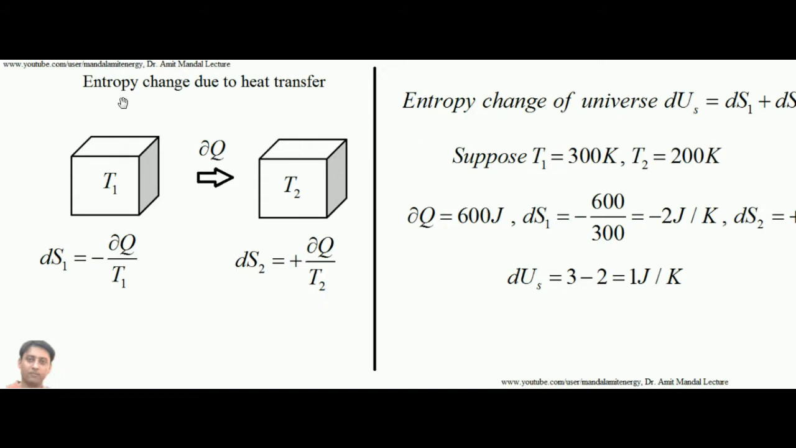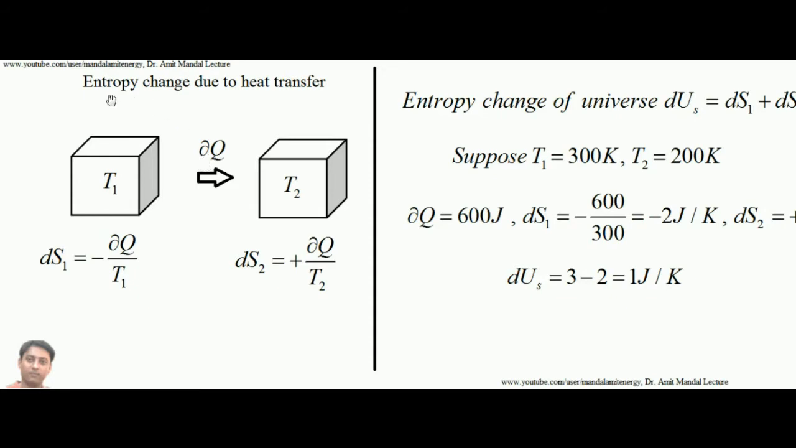Now first I will take entropy change due to heat transfer. Suppose there are two bodies. Body 1 has temperature T1 and body 2 has temperature T2, both in Kelvin. Suppose T1 is greater than T2 and heat is transferring from body 1 to body 2, and the amount of heat transfer is say delta Q.